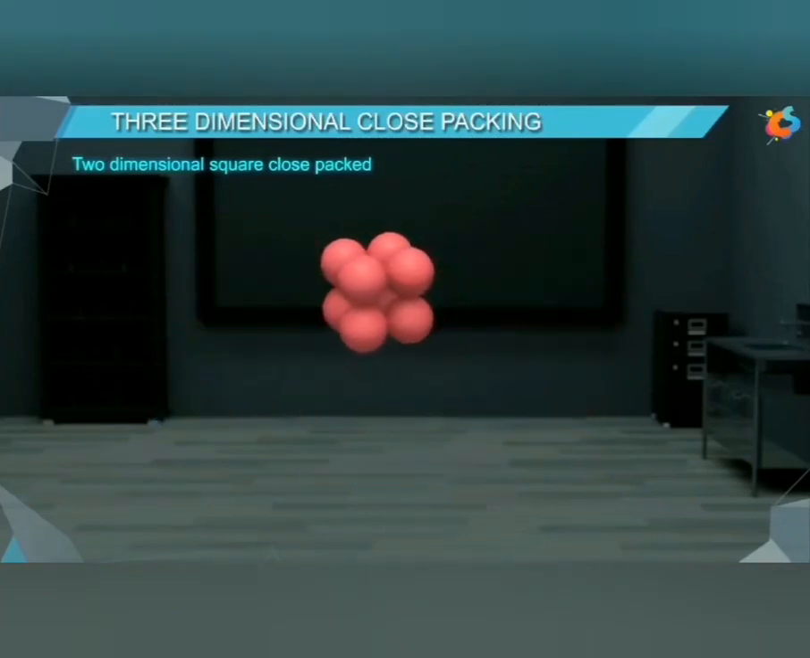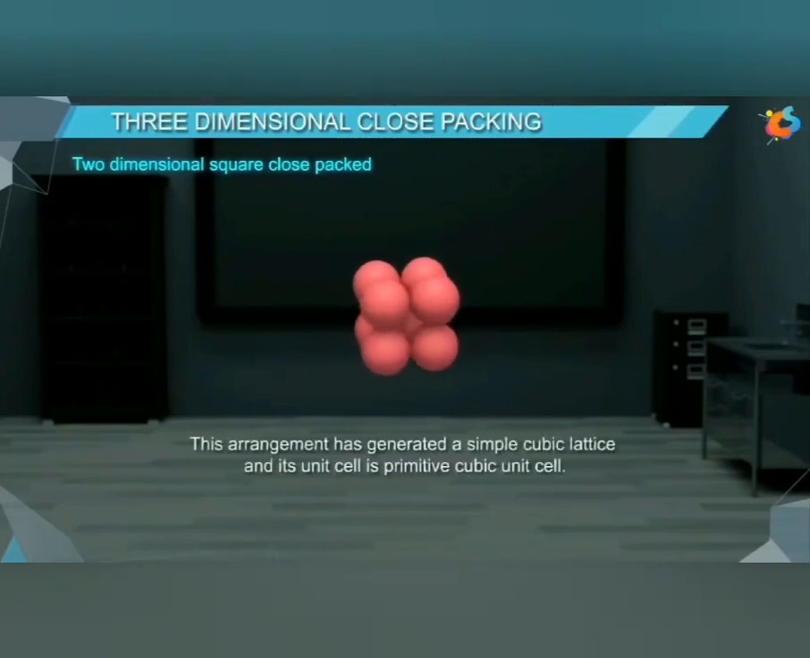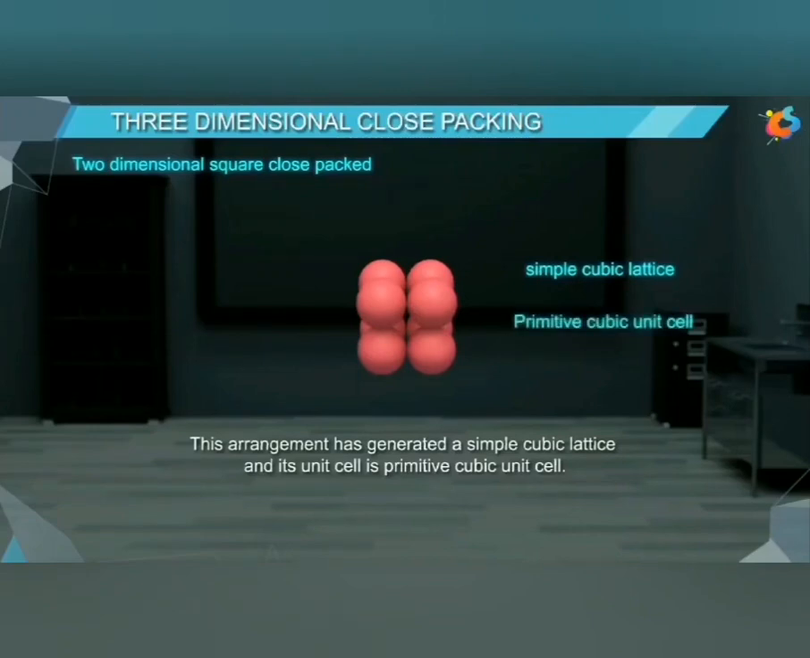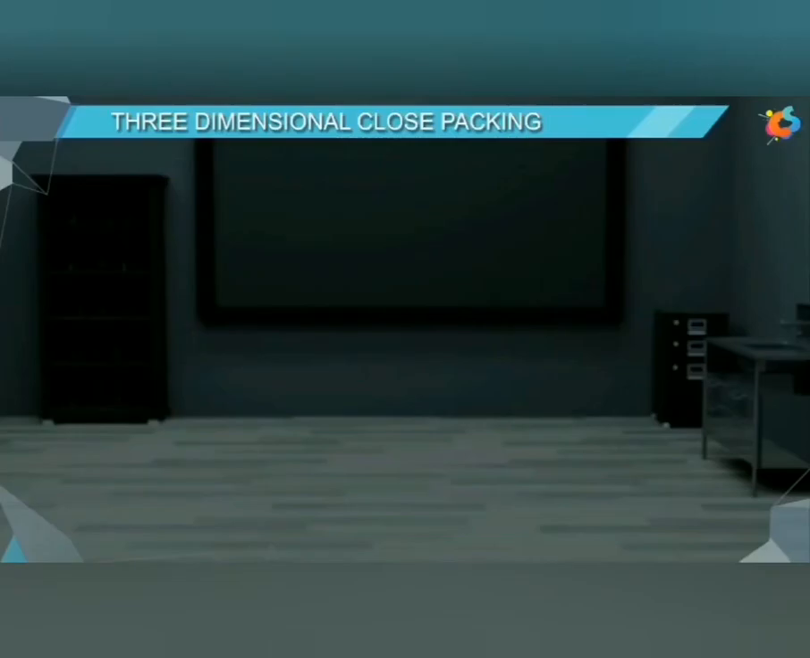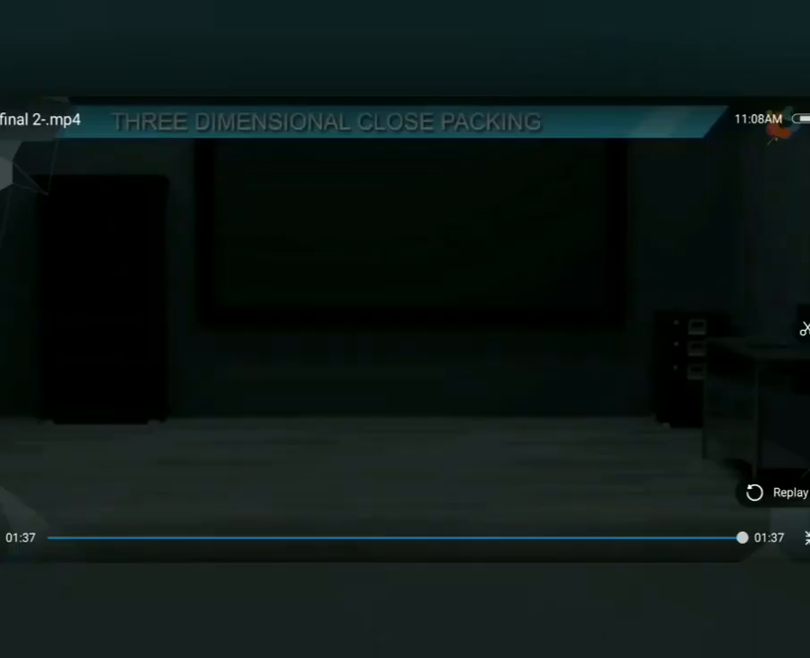So I hope you understand how the atoms will be arranged. And here, if you take this in 2-dimensional square close packing, you will observe that there is a generation of a simple cubic lattice, and we also call it a primitive cubic cell.